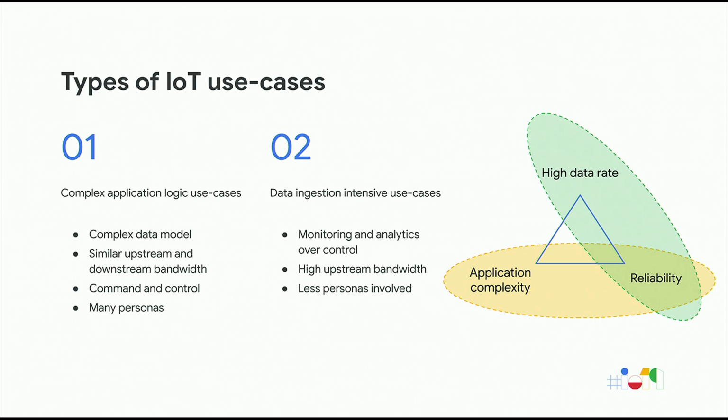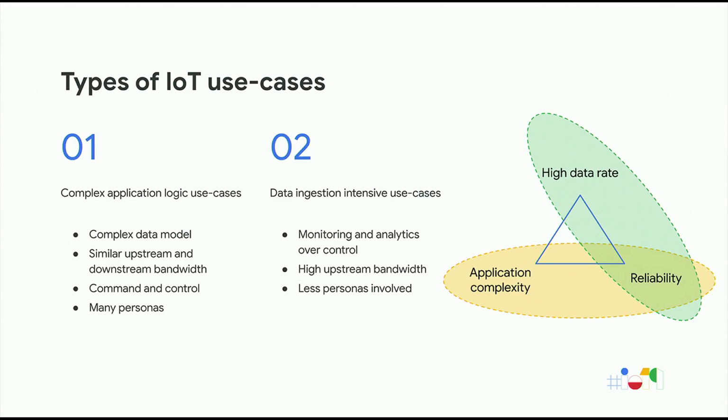So we've identified two different IoT use cases. The first one we call complex application logic. This is where the read-to-write ratio is balanced. These applications are not just about receiving data from the devices, but also controlling the devices. So the complex application logic is used to determine some kind of change that needs to be performed on the device.